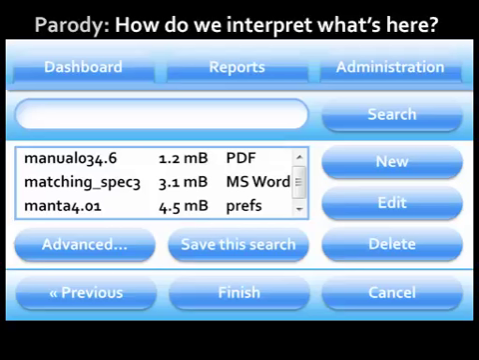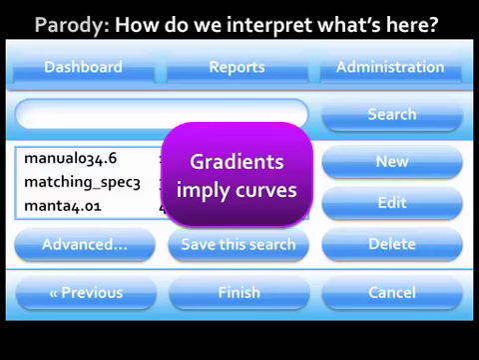Now, let's go back to fixing our broken design. This example I'll use is a parody of what you may be dealing with. To illustrate, here it's simple and chunky looking because you're probably viewing this in a small window. So how do we interpret what's here? Well, gradients imply curves. You can see it in the tabs, in the banner behind the tabs, in the area behind the search box, on the individual buttons, and in the footer.